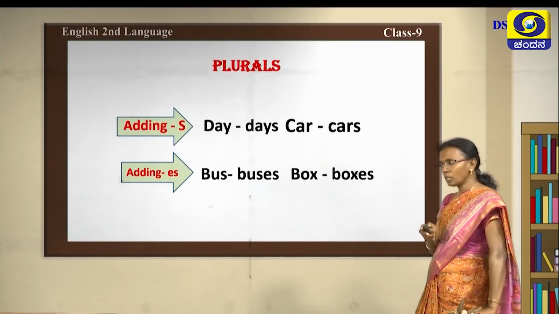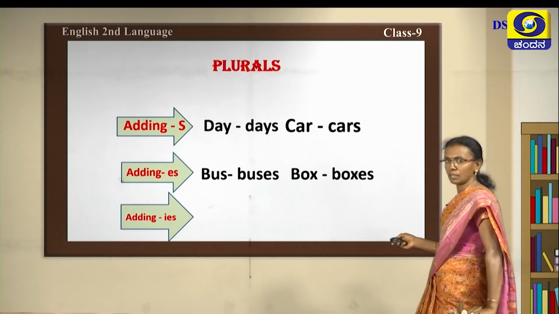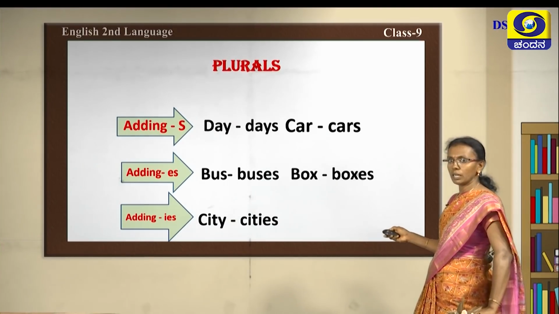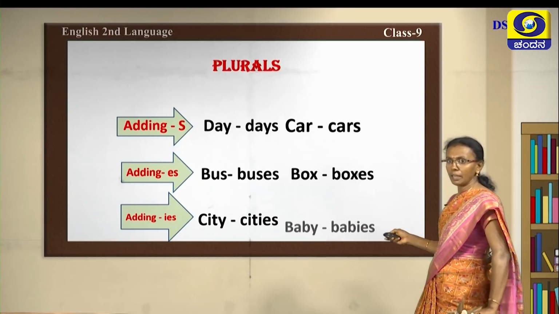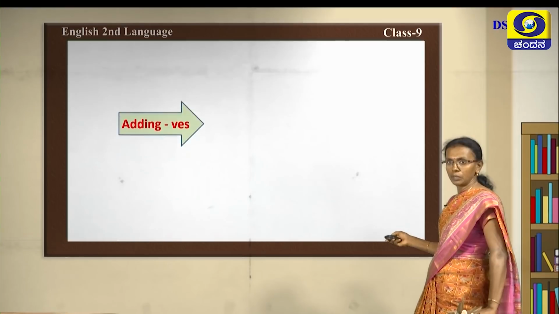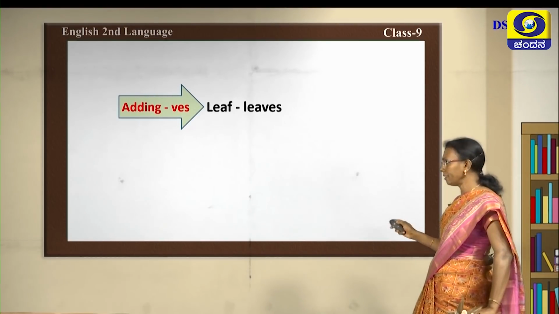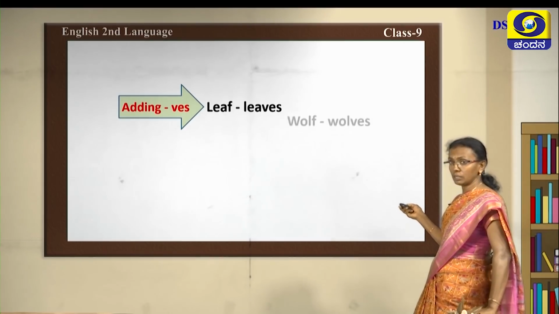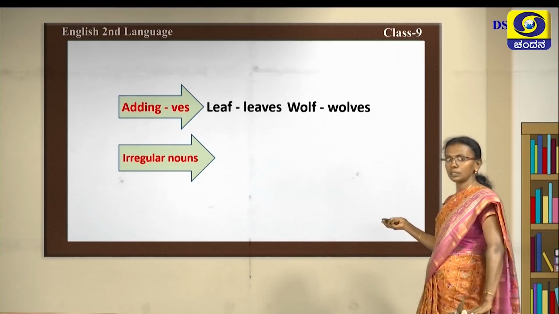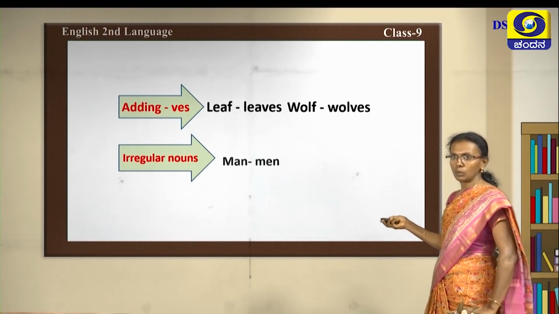Now box, boxes. Now we see adding ies. What will happen to the noun? See, city, you make plural cities, and there baby, babies. Okay. Next we move on to another. See, adding ves, leaf, leaves. Next what you had? See, wolf, wolves. See here, this is something different. You can see the words there, irregular words.